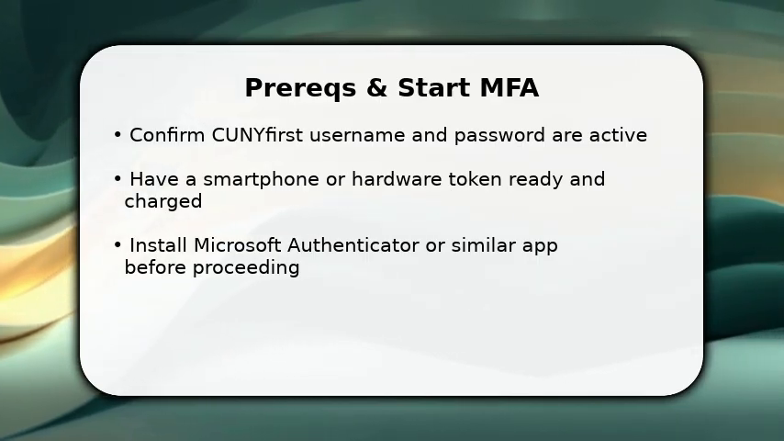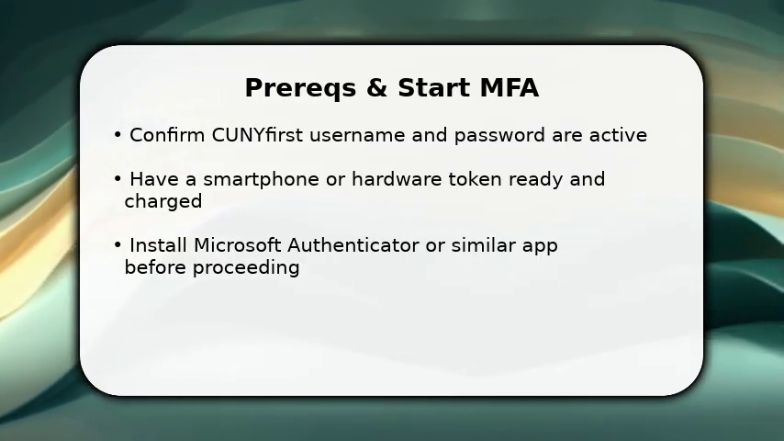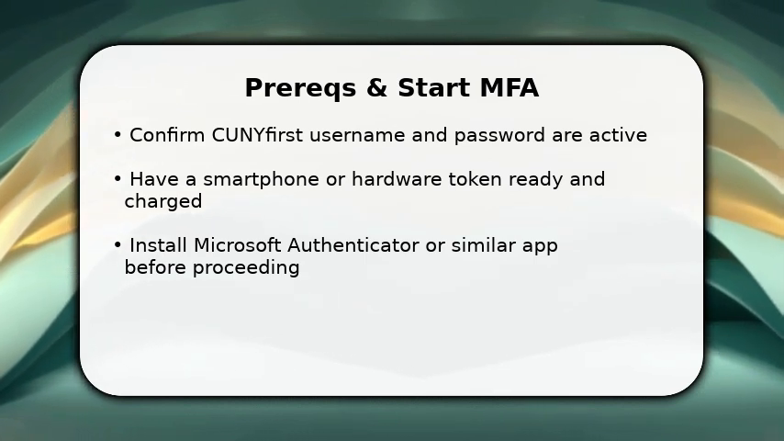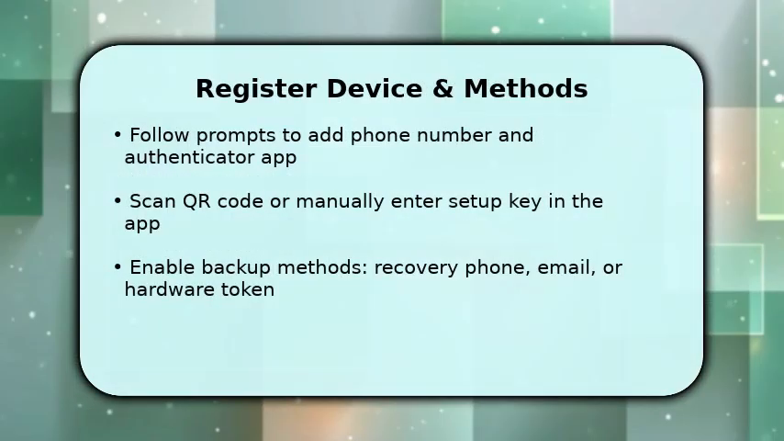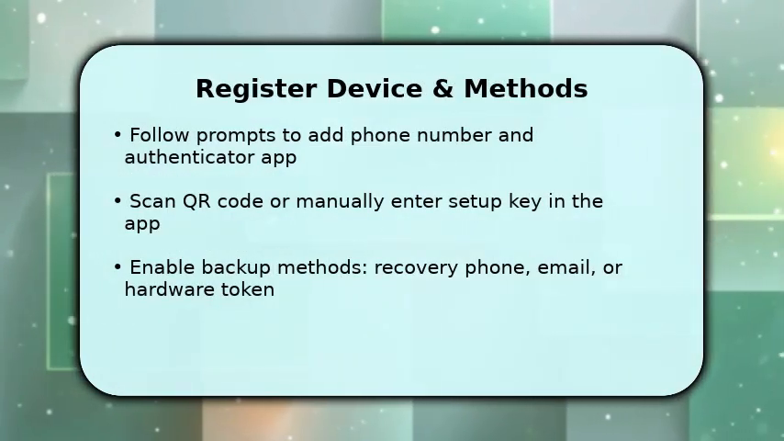Next, choose the option to set up multi-factor authentication. This is the first actionable step that triggers the registration flow and links your device to your Cuny account. Now register your device and preferred verification methods so you can receive codes.